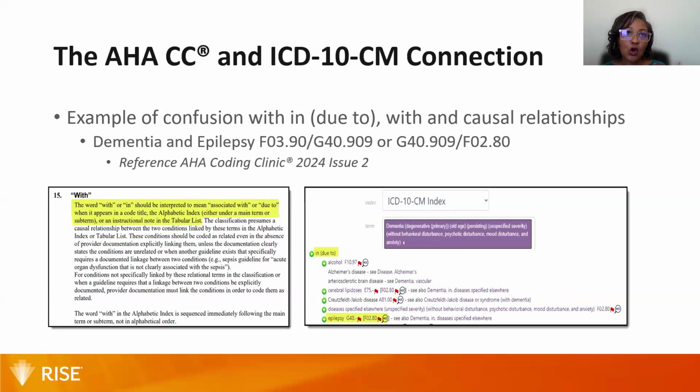So just think about what your documentation looks like to drive this information. And again, if you have a question, submit it to Coding Clinic. That's what they're there for.